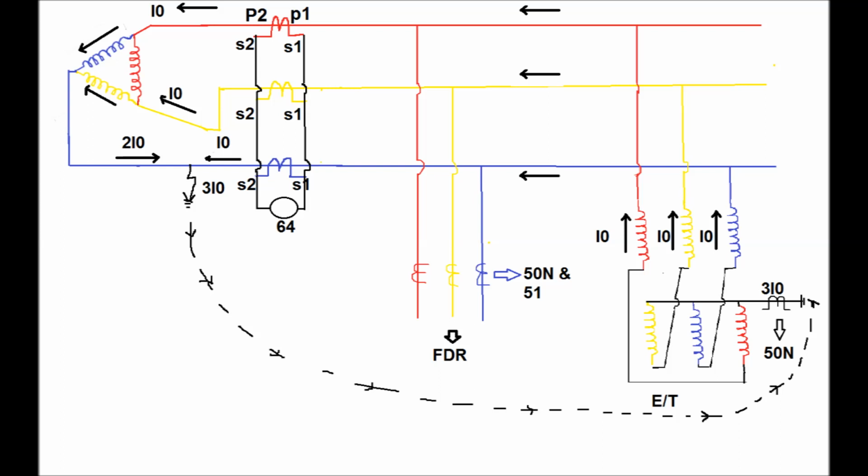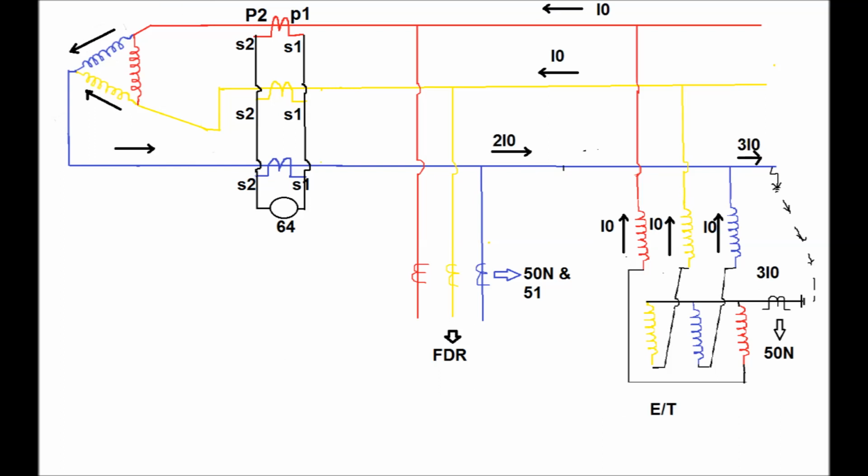Restricted zone of the delta side of the winding. Now again, consider an earth fault occurs in the main bus, in the blue phase to earth. Then neither the 64 relay nor the feeder relay will detect this earth fault. The only relay that can detect the earth fault is the relay connected in the neutral CT secondary of the earthing transformer, that is the 50N or system backup earth fault relay.